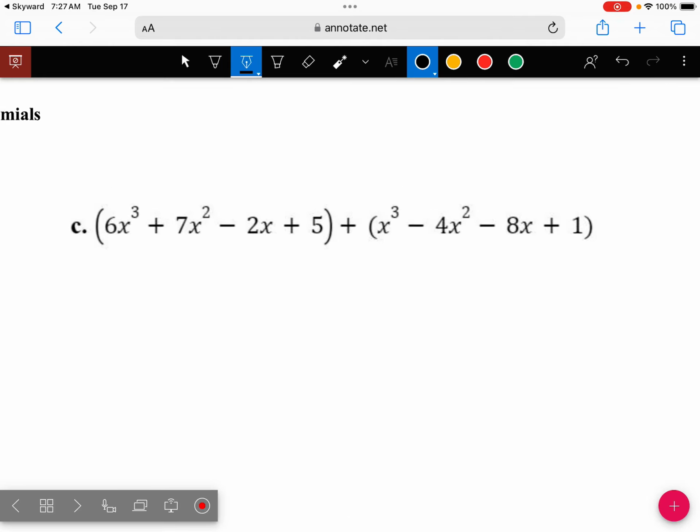All right, let's look at letter C. I'm going to give you a couple minutes. I want you to try to do this one on your own.